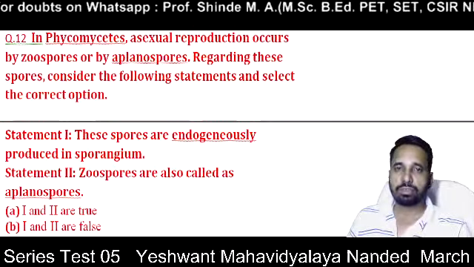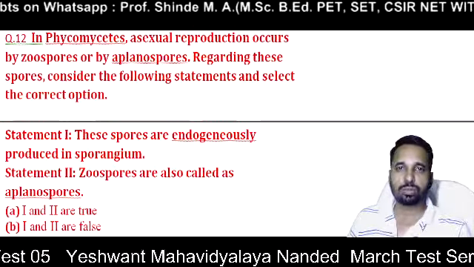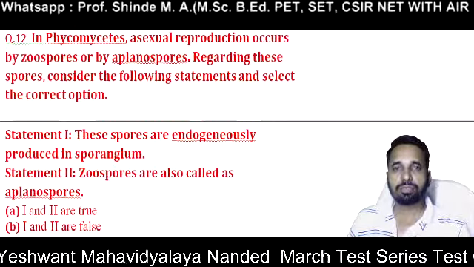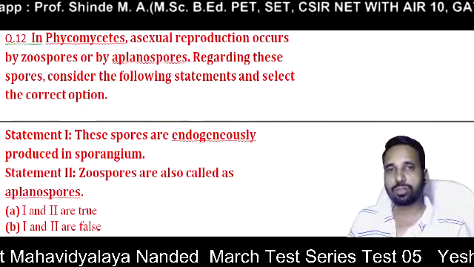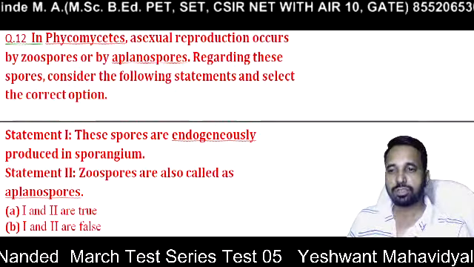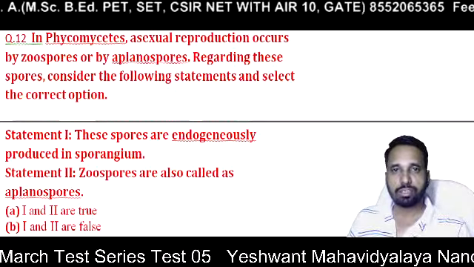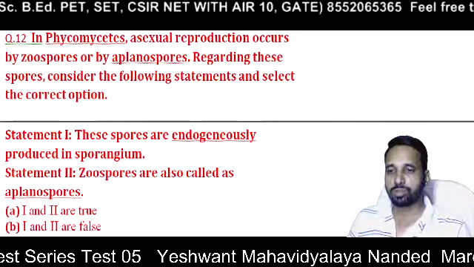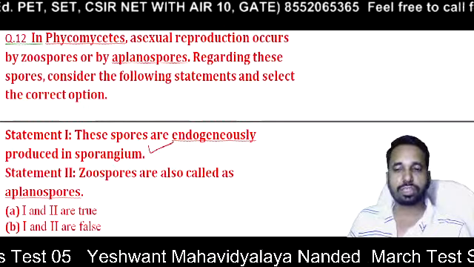Yes, if they are exogenously produced, and that is not the case here in the phycomycete. In other fungi, like the deuteromycetes, conidia are produced, but here it is a phycomycete, a lower fungus. So these spores are endogenously produced asexual spores. So nothing is wrong in this first statement.